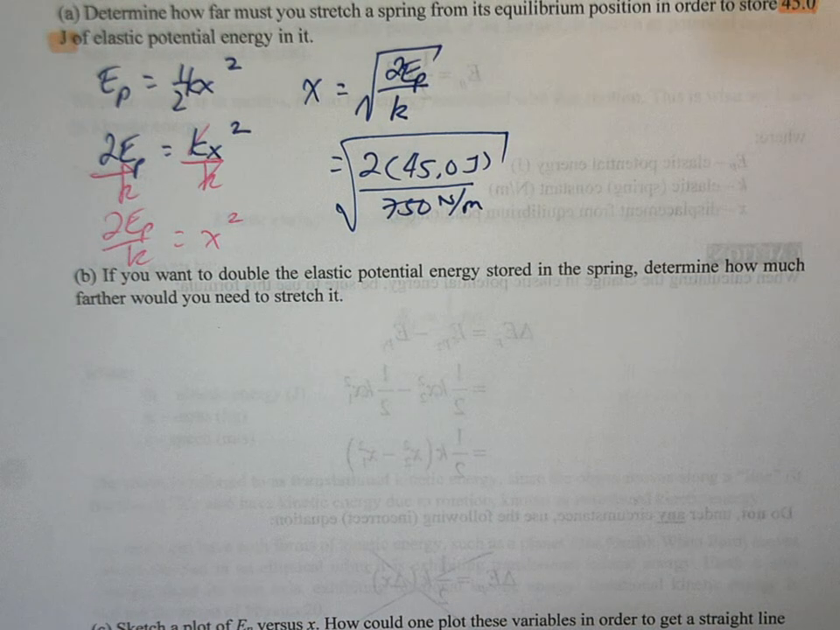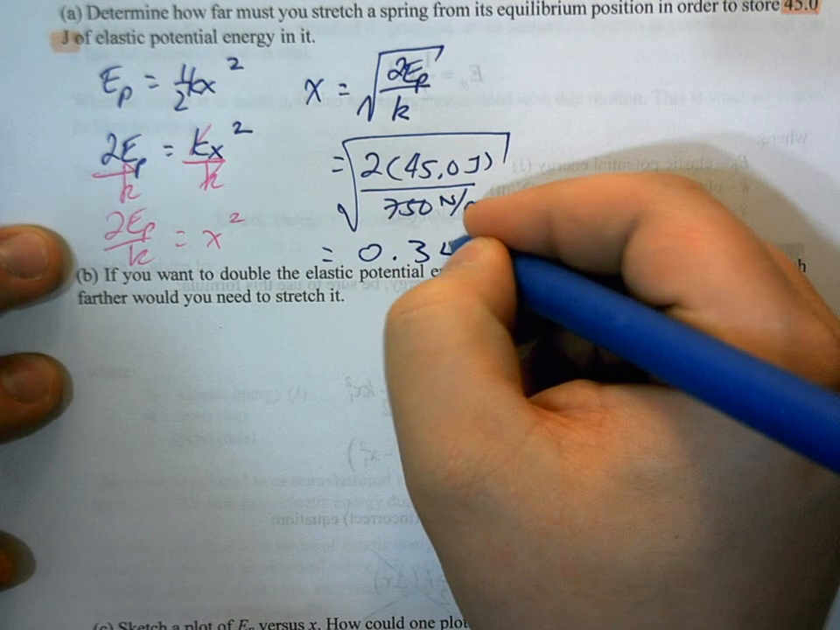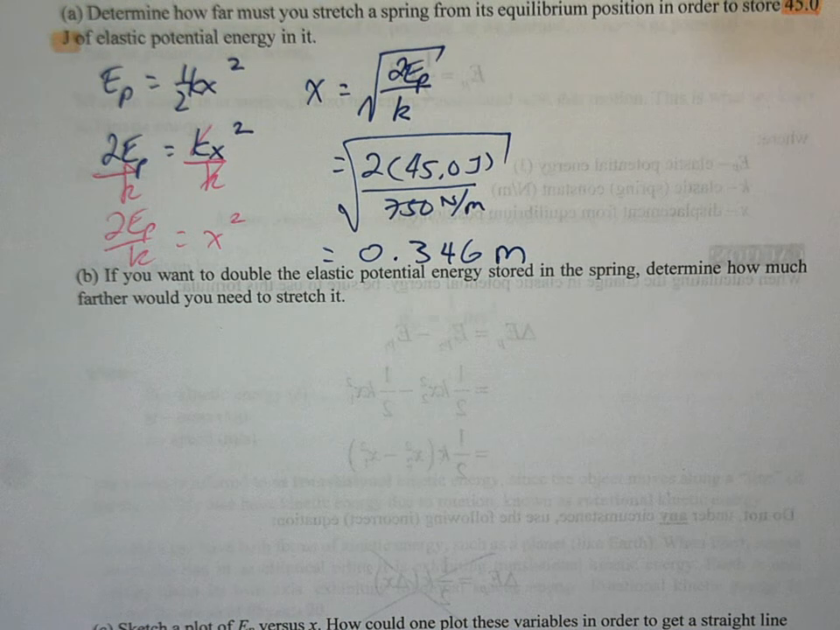So we are going to have 90 divided by 750, square rooted. So we're going to get about 0.346 meters. So what this is saying is that if you want to have 45 joules of energy, you have to stretch it out by about 34.6 centimeters.